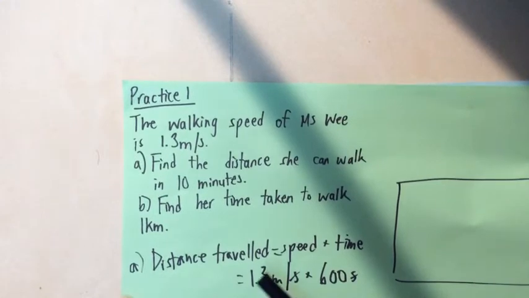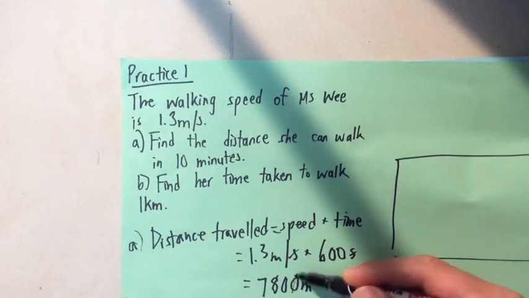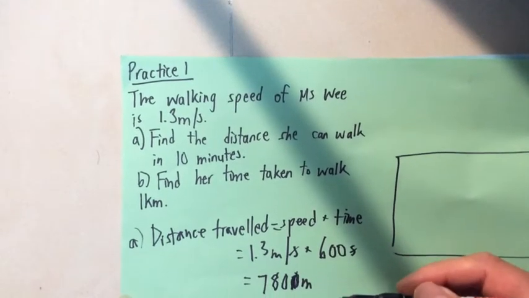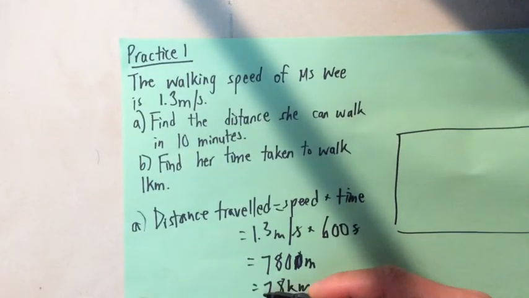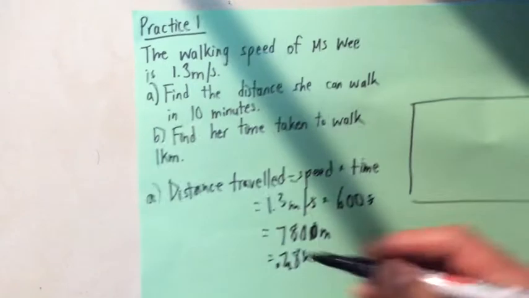Okay? So we have 1.3 meters per second times 600 seconds. There's 60 seconds in a minute, and we have 10 minutes here. So 60 times 10 is 600. If we multiply those two numbers, we get 780 meters. Or we can express it as 0.78 kilometers.